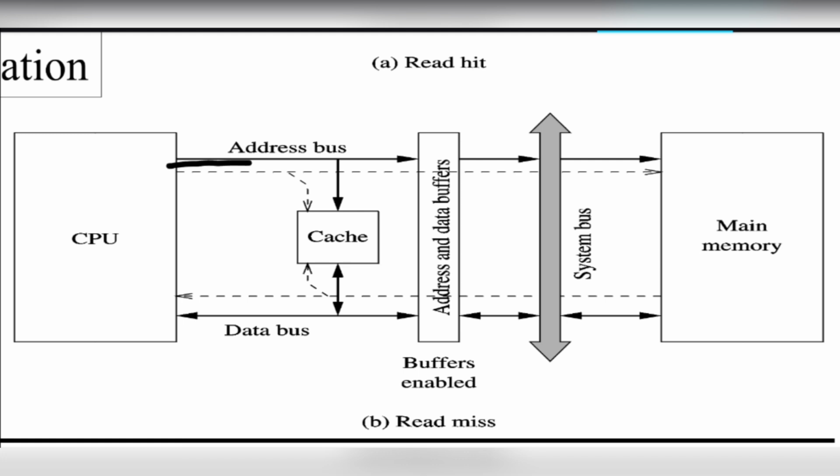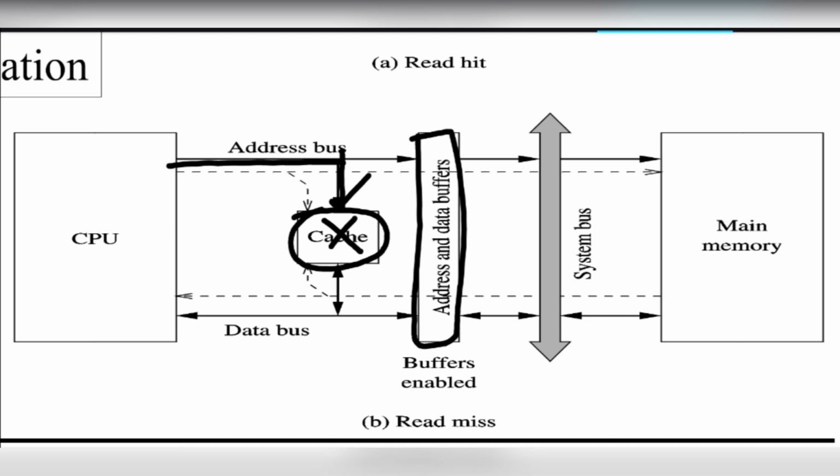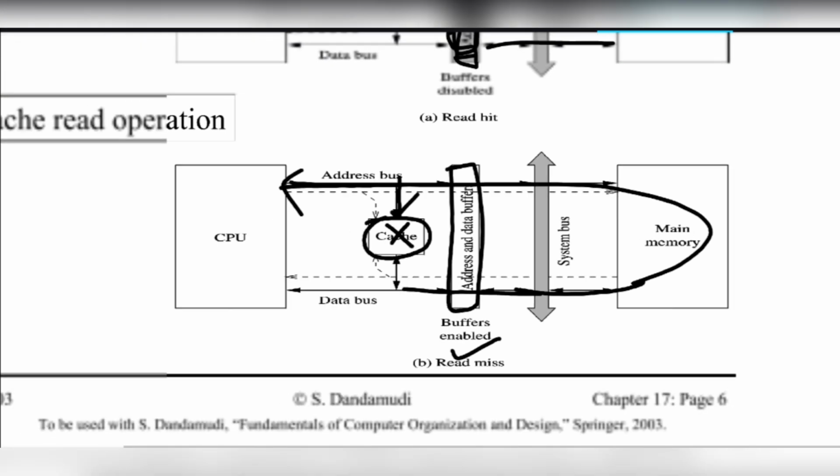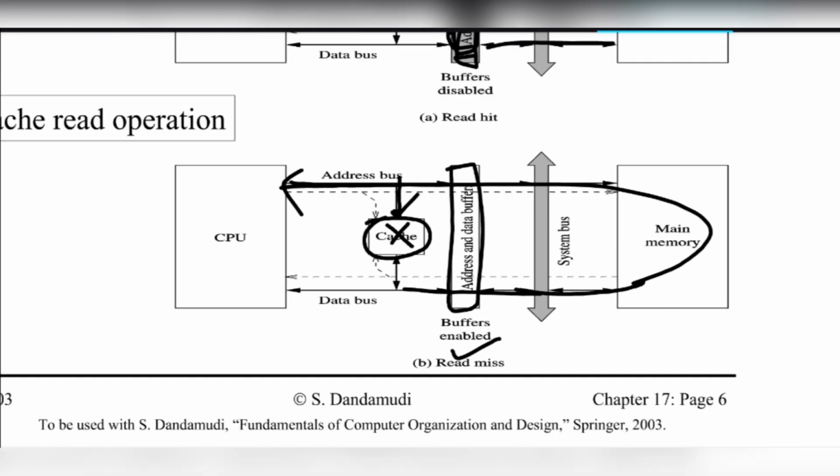But when there is a miss, the CPU requests a signal and sources the data. Then there is a cache, but no data. This data is not inside the cache memory. Then it will activate the buffers, the data buffers or address buffers. Your buffer is enabled. Then the data will be sourced from our main memory and taken to the CPU. Okay, this is our simple cache operation, how we are operating with our cache memory.